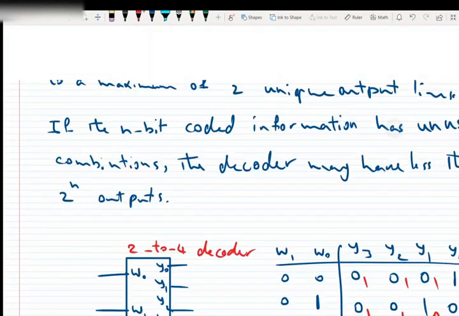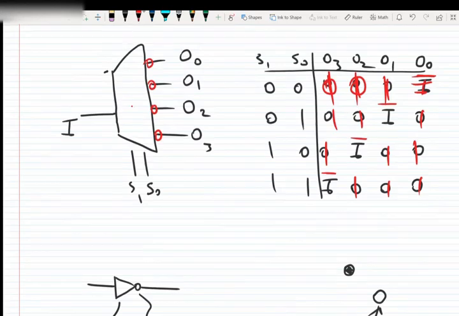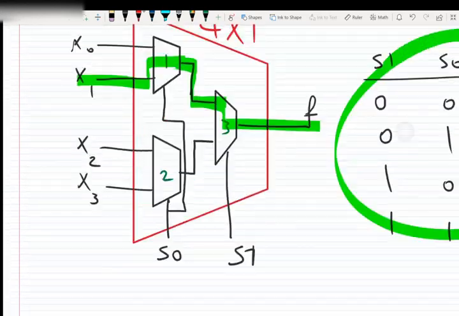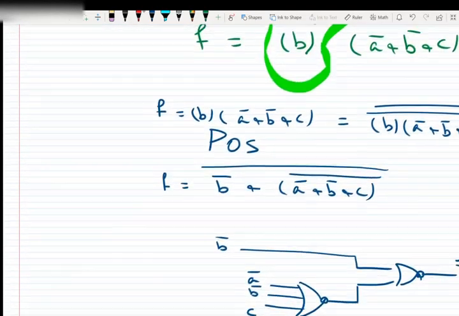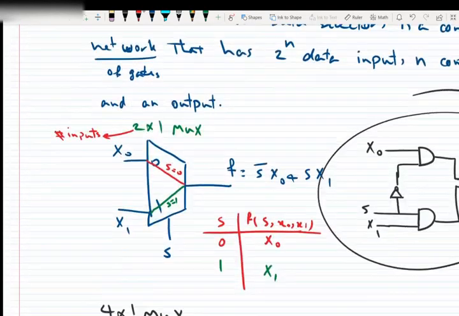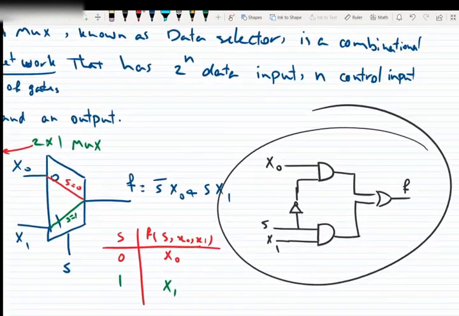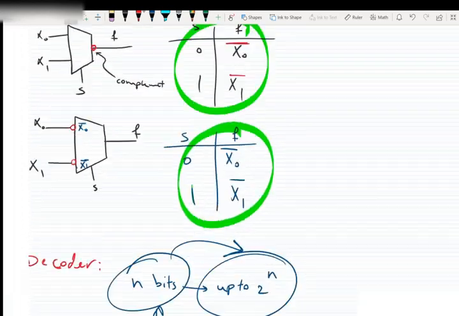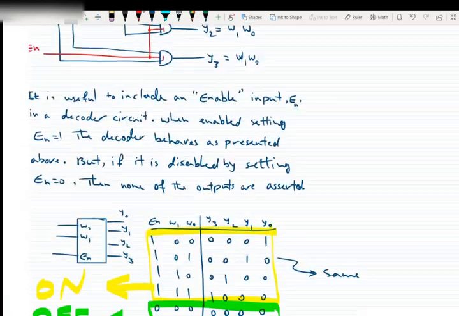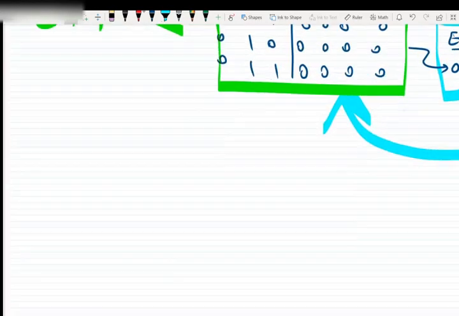Okay, so this is the modification for adding the enable circuit. We can do the same modification for the multiplexer, which I want you to do as an example, as practice. So try to add an enable input for this circuit. Okay, let's move on to the next part.